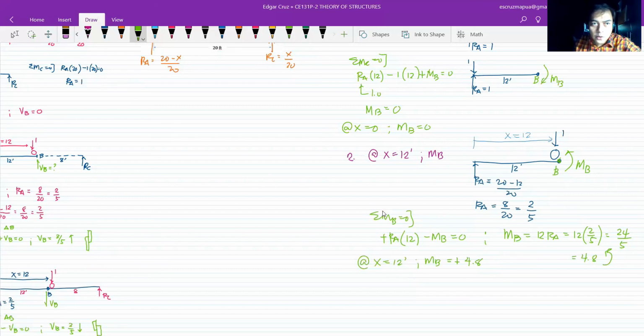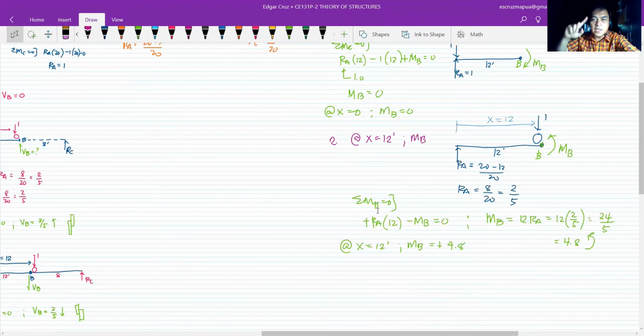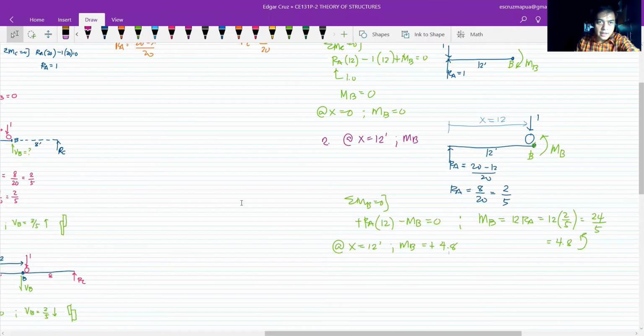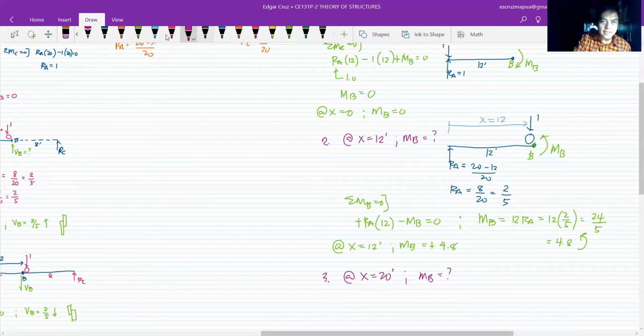Okay? So what's next? At x equals 0, x equals 12, let us consider the third point, B at x. So third point. What about at x equals 20? Yun nasa dulo na siya. Ano ang MB doon? Okay, so yung MB hinahanap natin. Okay, so i-drawing ulit natin.